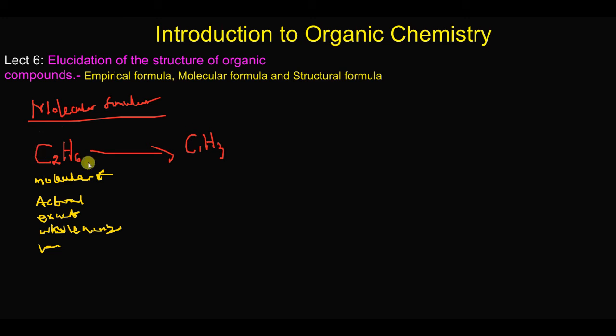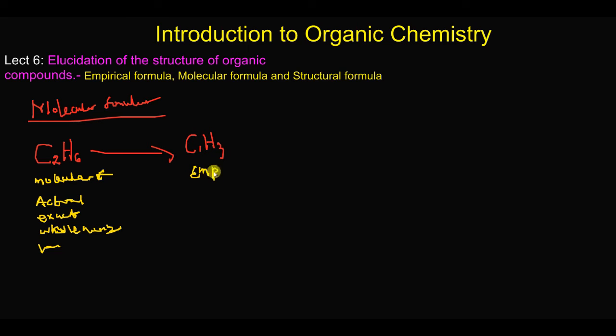So when you say molecular formula, it is a formula that shows the exact whole number ratio, or it tells us the exact numbers of each atom of the element present within a compound. Here the total number of carbon is 2, and the total number of hydrogen is 6. Here it is a simplified one. So this is what we call the empirical formula.